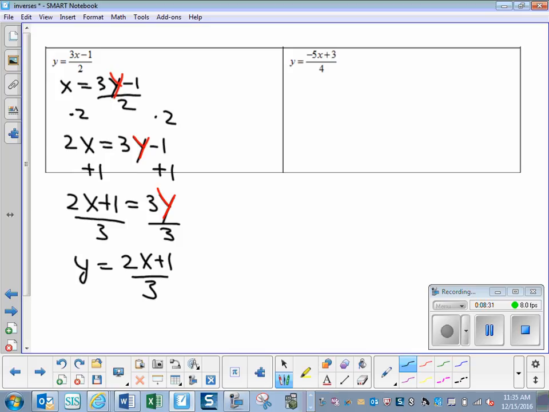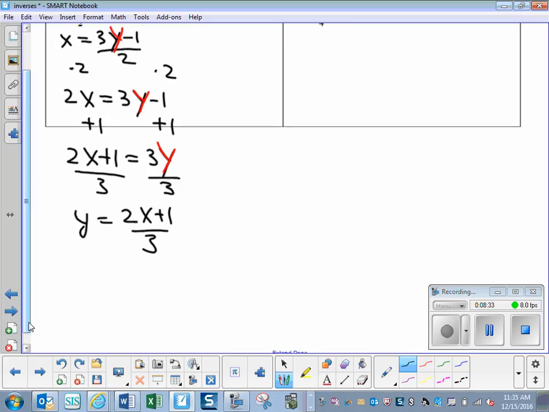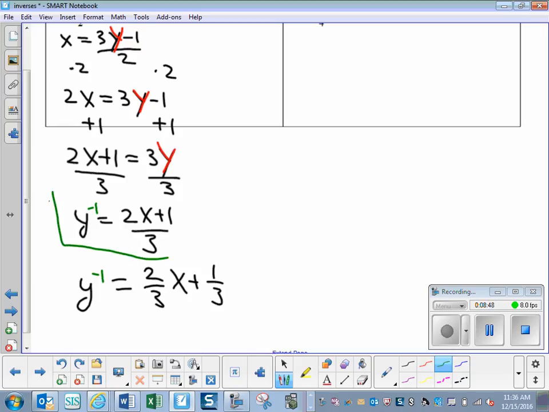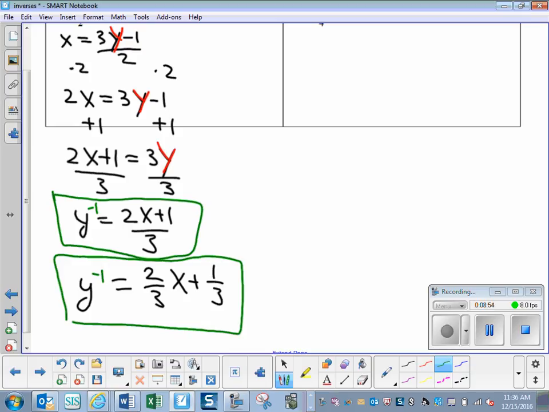Okay, so now this is my answer, either like this, or if I want to write it in the standard form, I'll write 2/3 of x plus 1/3. For us, either way is good. Just don't forget to put that negative 1 on top so that we know that this is the inverse, so there is no confusion. We had the original function and now we have the inverse function. Both answers are good.